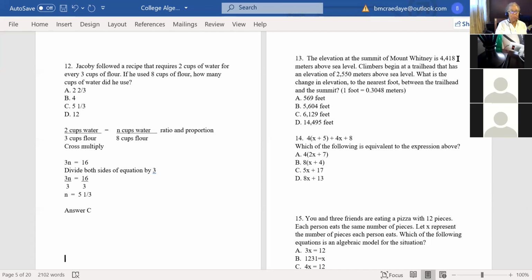So what do you do first? What are you going to find first? The change in the elevation between the trailhead and the summit. Right? There's the summit and there's the trailhead. So how would you find that, Latoya?